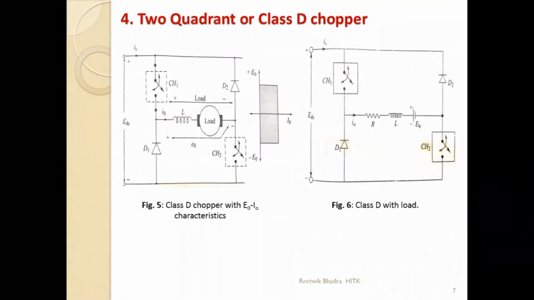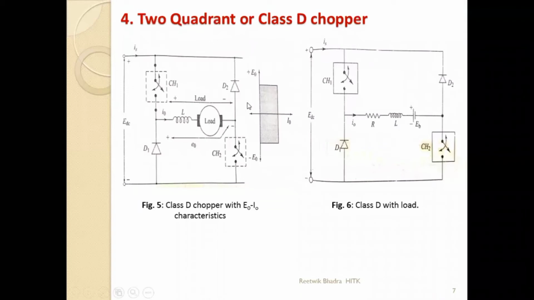Now in class D chopper, we have another 2-quadrant chopper. But now this class D chopper operates in the first and fourth quadrant. When we are operating class D chopper in the first and fourth quadrant, we should take care.